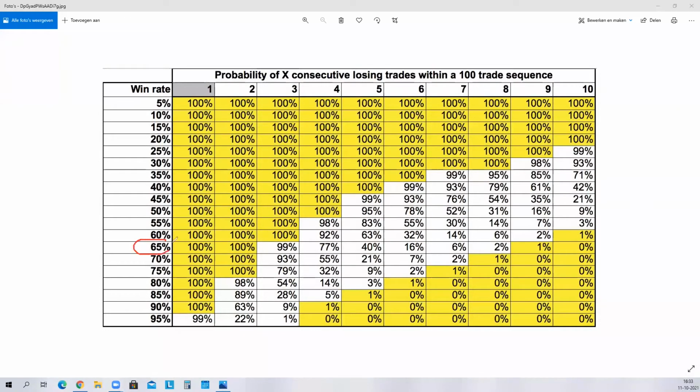My win rate is 65%, which means that I still have a 16% chance of losing 6 trades in a row. Now, I have never lost 6 trades in a row, but I have lost 5 trades in a row easily. There's a 40% chance of this happening within 100 trades.